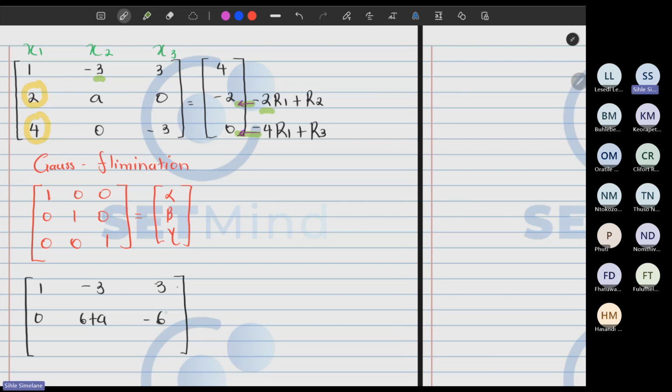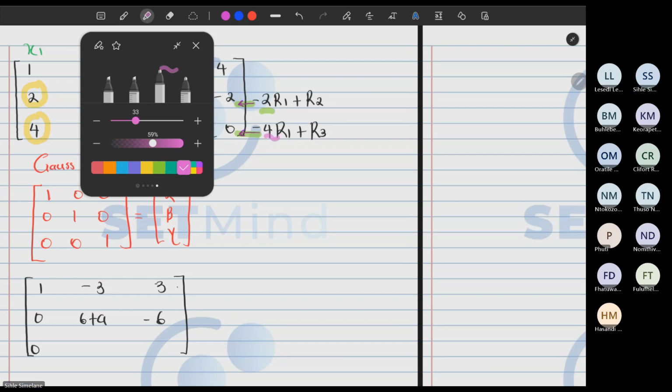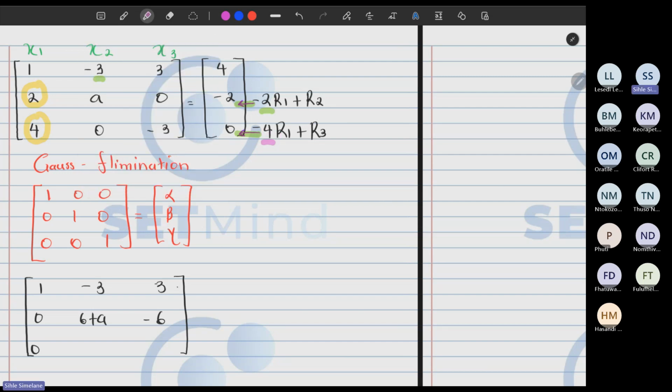And then we go to the last row. We'll get a 0 here when we multiply 1 by -4 and then add 4. And then we'll look at the second term, which will be -4 multiplied by -3. That will give us 12. Then 12 plus 0 is 12. And then we can look at the last part, which will be -4 times 3, which will be -12, plus -3, which will be -15.